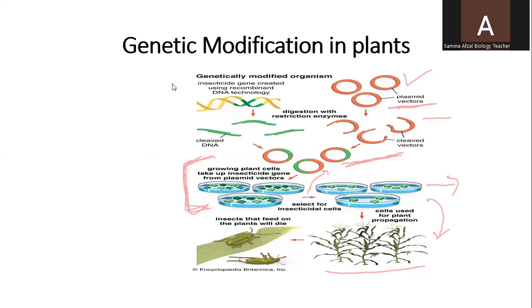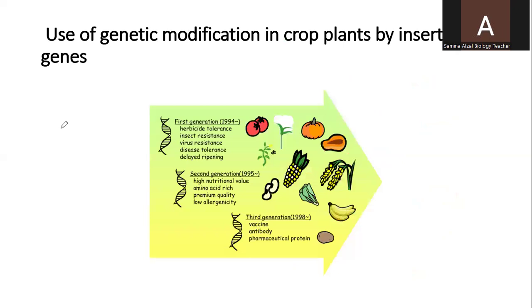And in the next slide, I would like to tell you the use of genetic modification in crop plants by inserting the genes. In the previous slide, I had told you how the insecticide resistant plants can be produced. So here I would like to say, first of all, in the first generation, it was started in 1994.